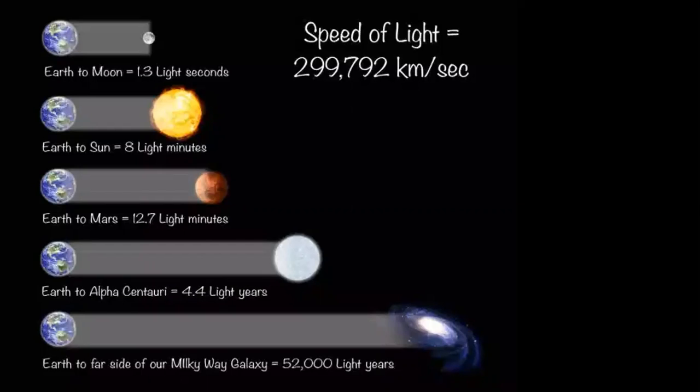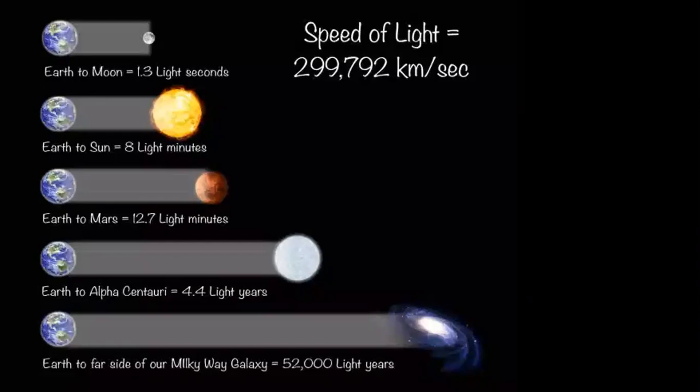The sun is about 150 million kilometers, or 93 million miles, from the Earth. But it takes electromagnetic radiation only 8 minutes to reach the Earth from the sun. If you could move that fast, you would be able to travel around the Earth 7.5 times in just 1 second. For light to travel from the Earth to the Moon, it takes 1.3 light seconds. From the Earth to the Sun, 8 light minutes. From the Earth to Mars, 12.7 light minutes. So we're actually closer to the Sun than we are to Mars.